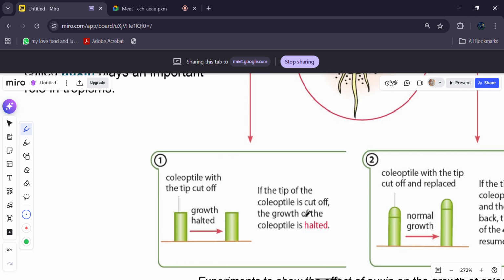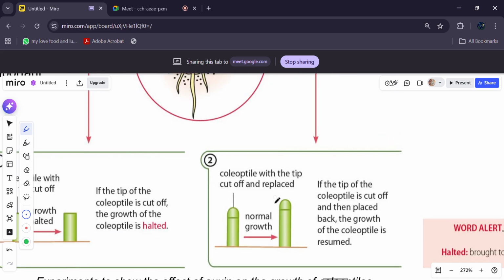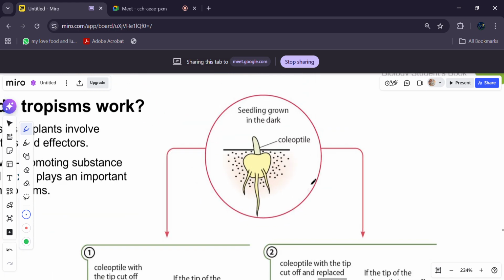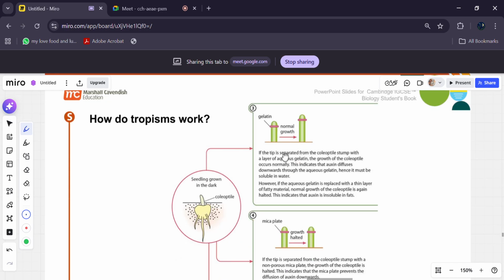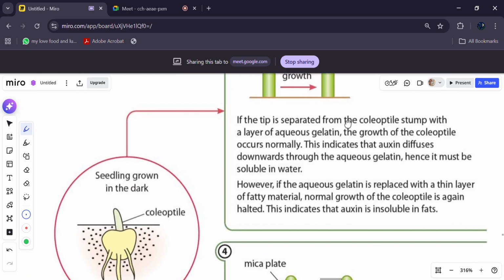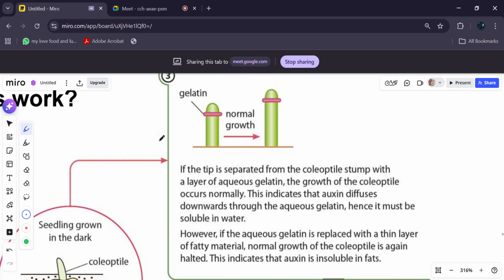If the tip is cut off, the growth of the coleoptile is halted, and the coleoptile with the tip is cut off and replaced. If the tip of the coleoptile is cut off and replaced back, the growth of the coleoptile is resumed. So there, the tip is separated from the coleoptile stump with a layer of aqueous gelatin. The growth of the coleoptile occurs normally.